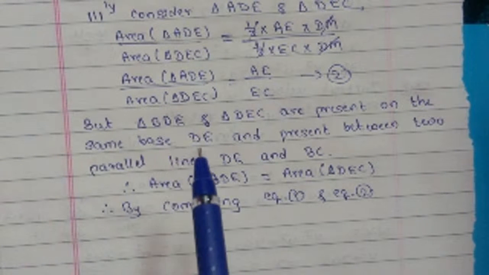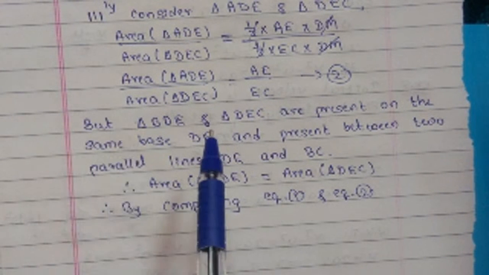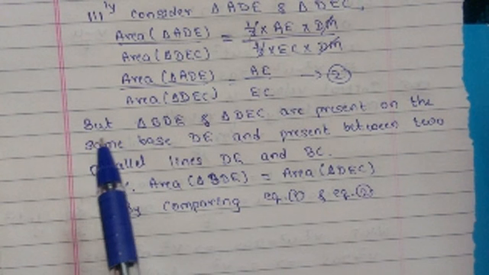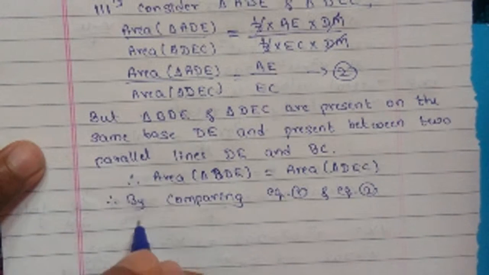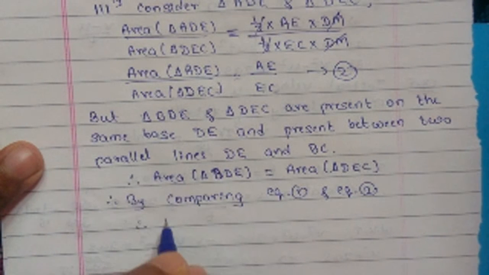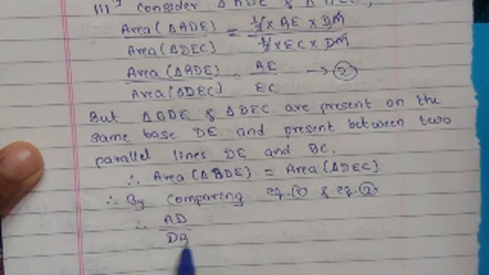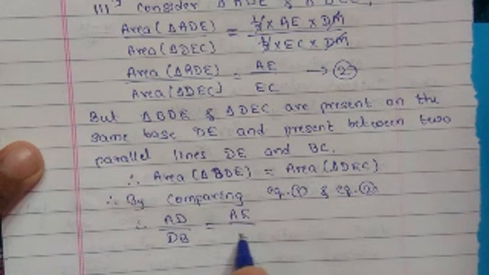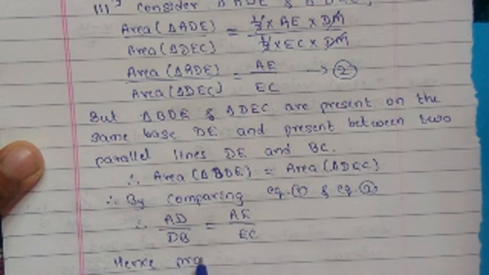So that means equation 1 is equal to a certain area and equation 2 is equal to a certain area, and we know that the two areas are equal. So therefore the initial statement, that is the right hand side, is also equal. So therefore AD divided by DB is equal to AE divided by AC. Hence proved.